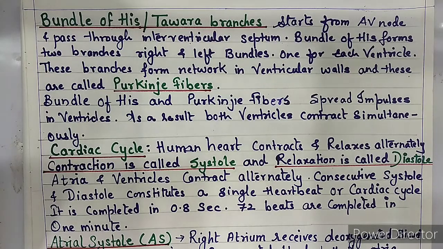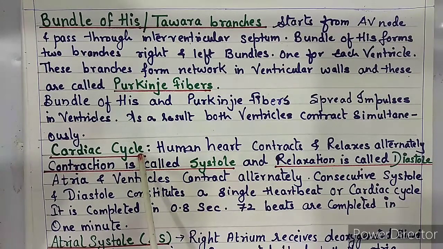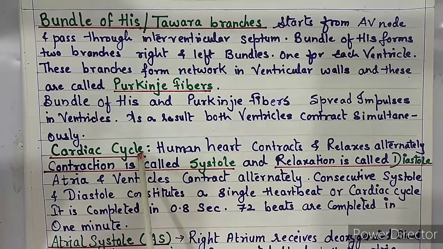We have studied that when the right ventricle contracts, it pumps the deoxygenated blood into the pulmonary artery. And when the left ventricle contracts, it pumps the oxygenated blood into the aorta. Let us now study the next topic, which is the cardiac cycle.